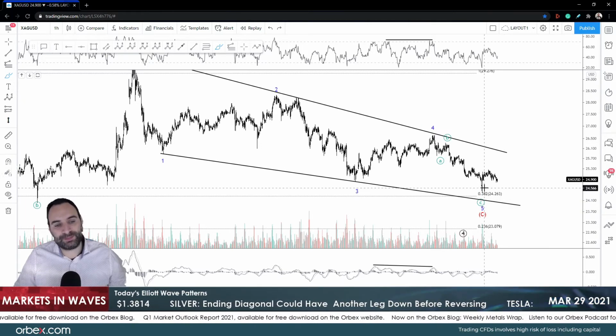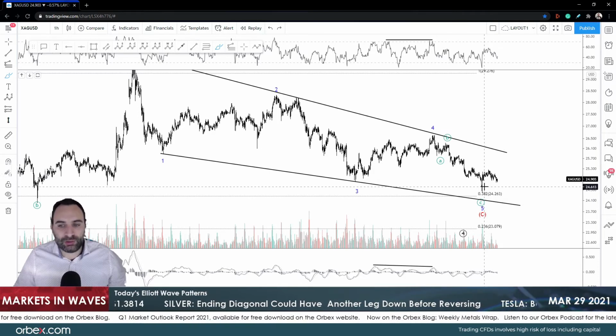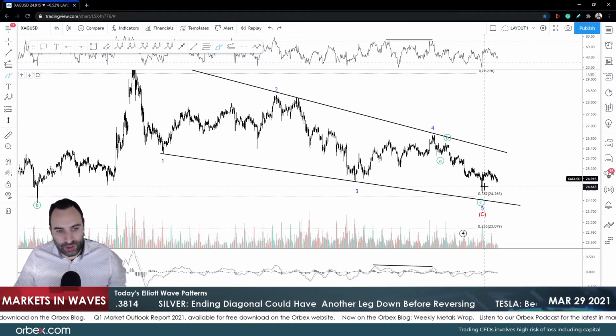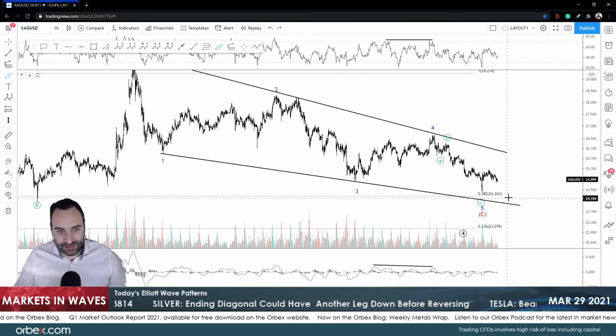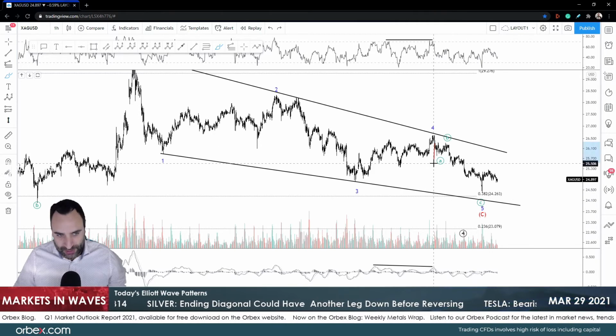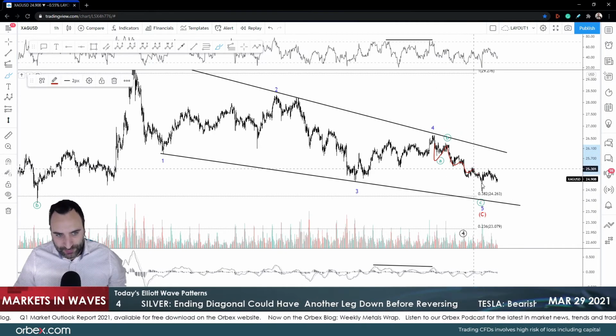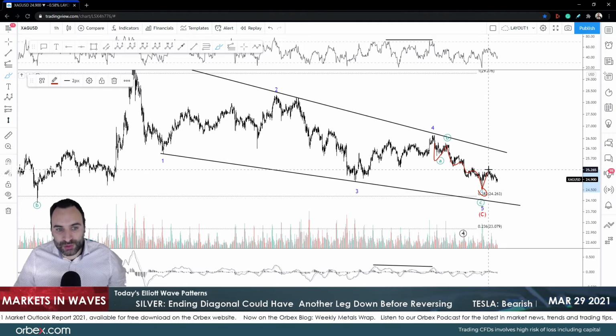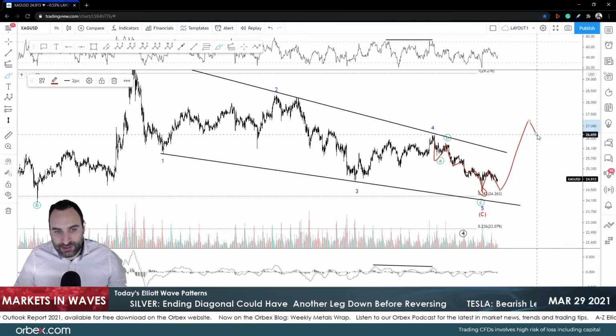And since it's an ending diagonal as the last wave of a running flat, it's possible that we ended, which means this is an A, B, 2, 3, 4, 5 and a C. And that is 1 and 2, and I'm going to say 3, 4, and 5.